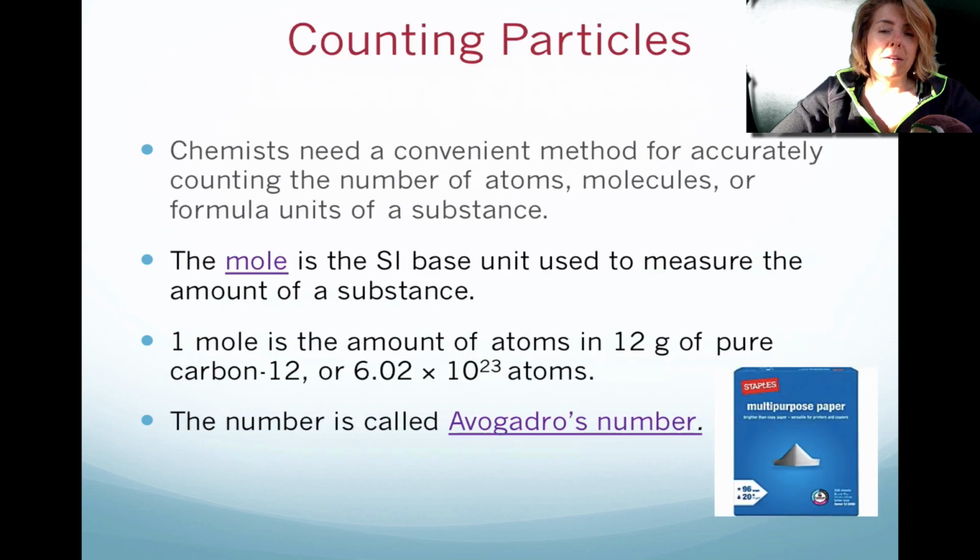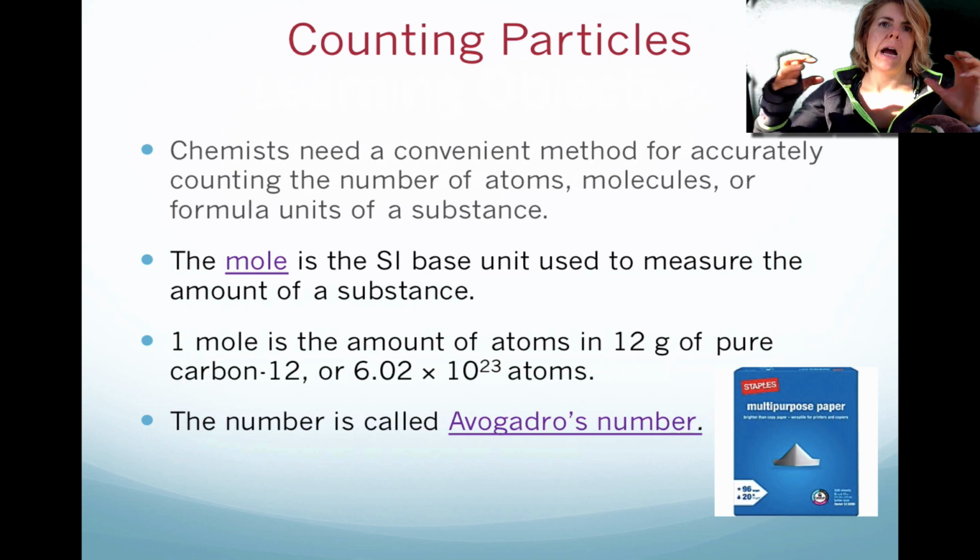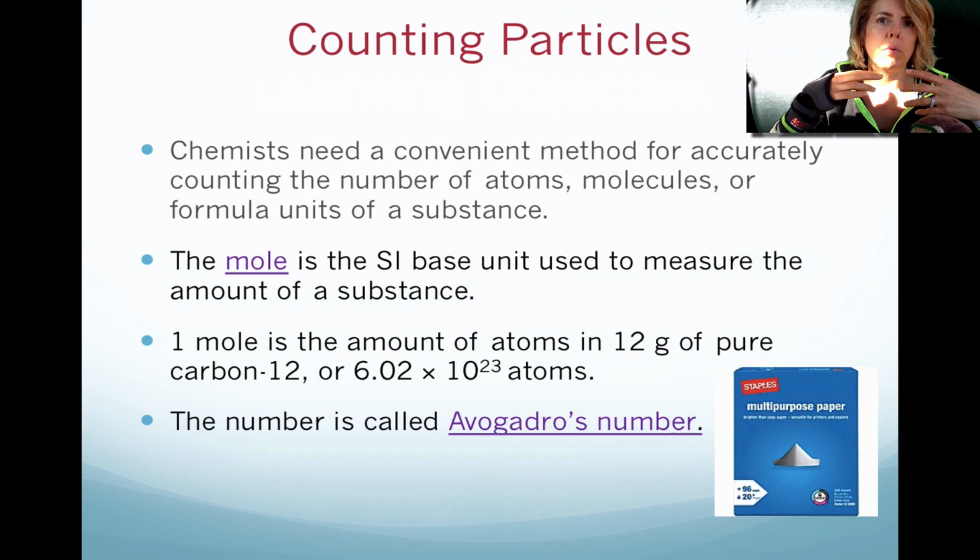Okay, so as I mentioned before, chemists use the mole as a way to count substances. And they may be counting atoms, they may be counting molecules, they could also be counting what we call formula units, and I'll talk more about that later. The mole is an SI base unit, and it's to help us measure the amount of a substance. So we need to know how much oxygen we are breathing, or how much water we are drinking, okay?